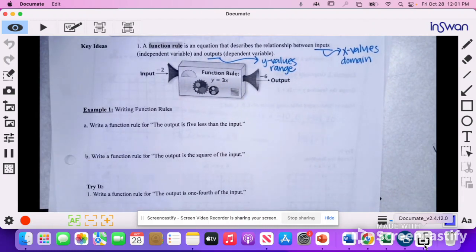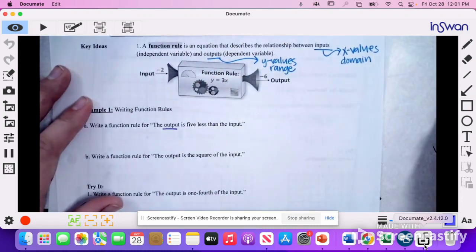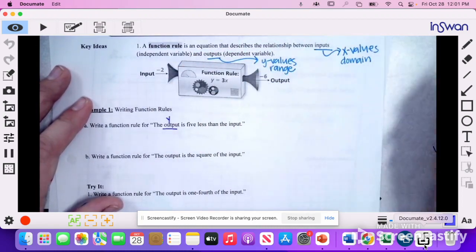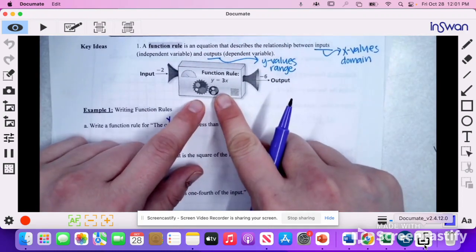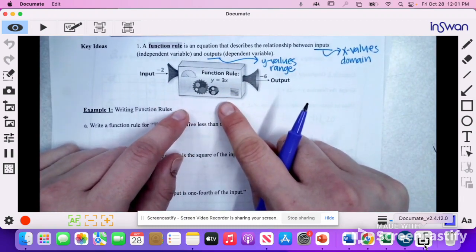It says the output is 5 less than the input. What's the output? Our Y value. Oh, let's go back. Let's look at this. My bad. Okay. Let's talk about this function.